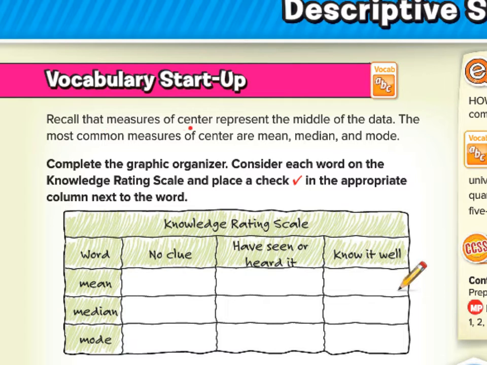Recall that measures of center represent the middle of the data. So when we talk about measures of center, we are talking about words that help us identify the middle of any given data. The most common measures of center are mean, which is the average, median, which is the middle number, and mode, the most repeated number in a set of data.